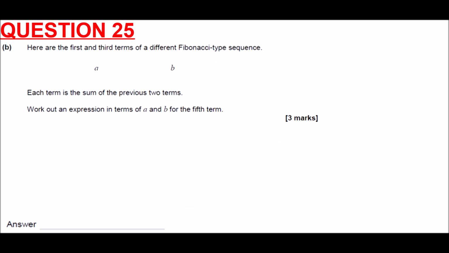Part B, we've got a different type of Fibonacci type sequence now, but this time it's in terms of algebra. So once again, each term is the sum of the previous two terms, and we need to work out an expression in terms of A and B for the fifth term. So what we need to work out first of all, if this is the first and third term, we need to work out the second term here.